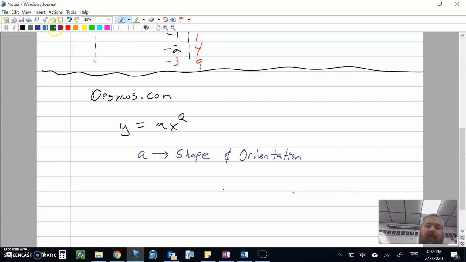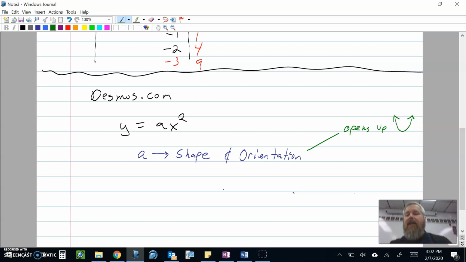Orientation. Check this out. It either opens up like this. Put little arrows on it because this goes up and up forever. It either opens up or it opens down.